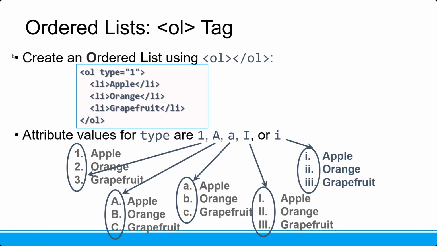And for every item in the list, you need to specify LI. So in this case, I have apple, orange, and grapefruit, and then there are 3 items. So we have LI for the apple, LI for the orange, and LI for the grapefruit. And then we can put them in between the OL.